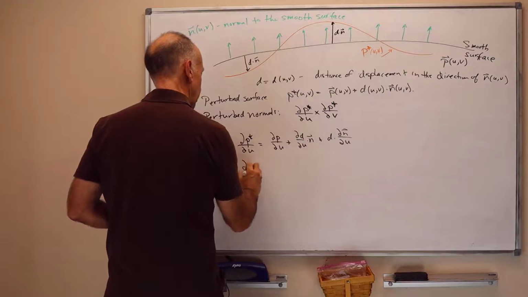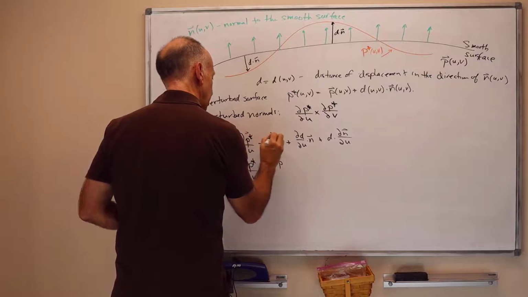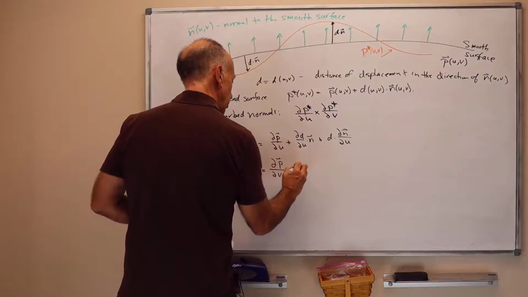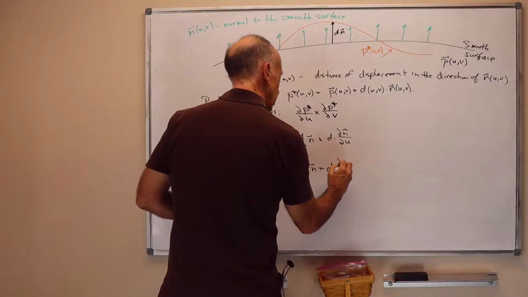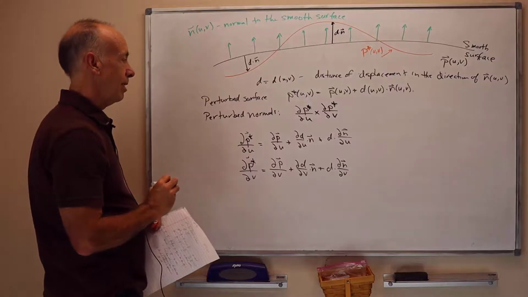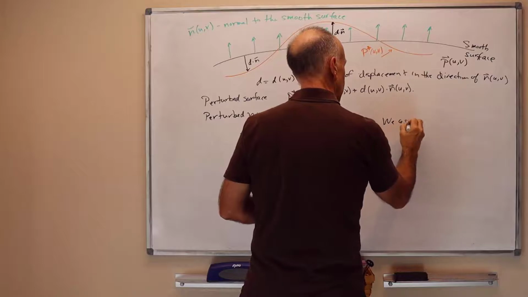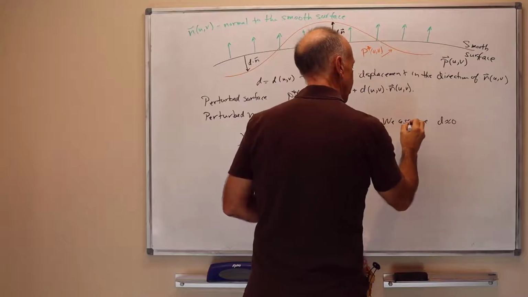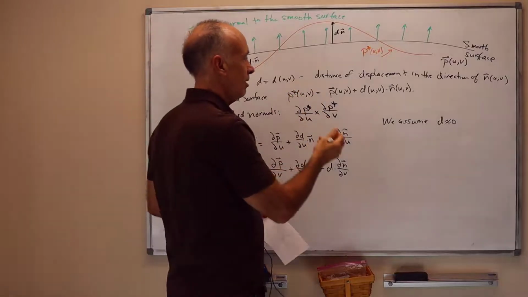And likewise, the partial of P star with respect to v is the partial of P with respect to v plus the partial of d with respect to v times n plus d times the partial of n with respect to v. Now, this is a little bit complicated looking, and for simplicity we assume that d is small. I'll say d is approximately equal to 0, but what I really mean is that d is not that large. So the displacements are not humongous. The displacements are relatively modest.